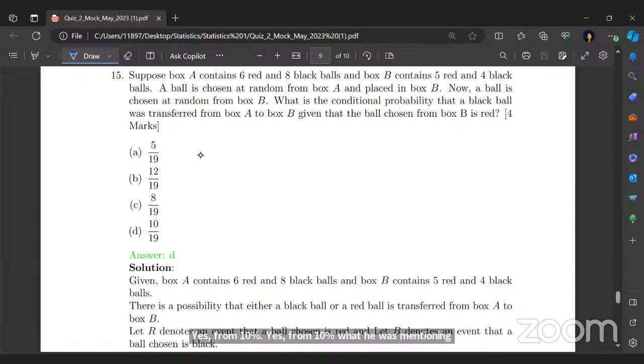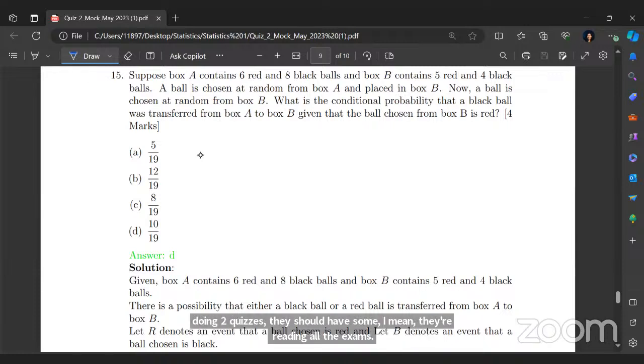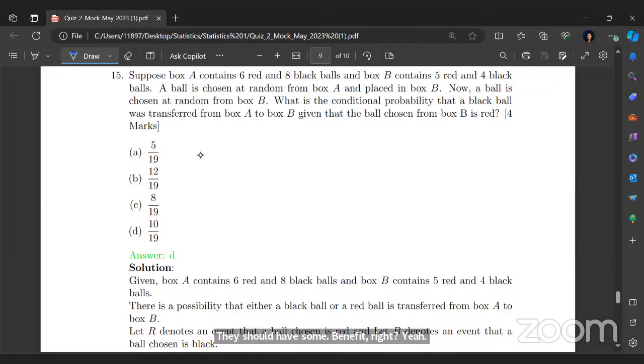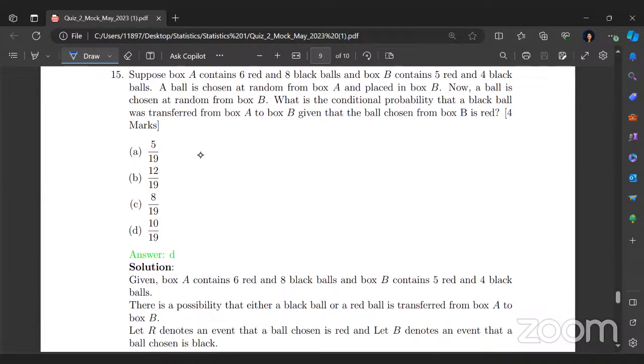See, the people who are doing all the exams should have some benefit, right? Okay, ma'am. So if quiz 2 is missed, the total marks weightage has been reduced from 100 to 90%. Yeah, something like that. So that is all operational. Let's not worry about all this here, and let's do the last question.